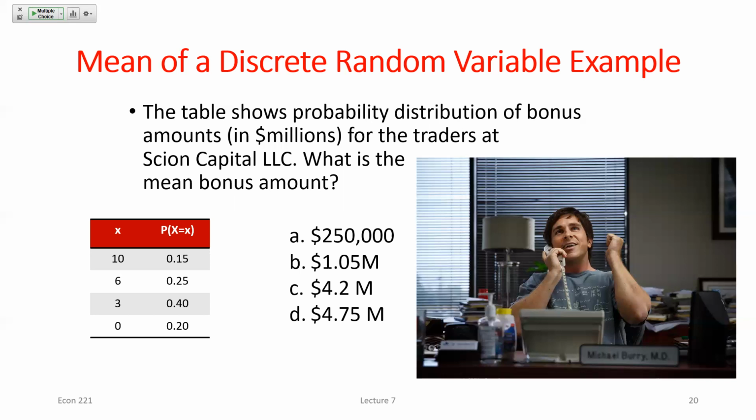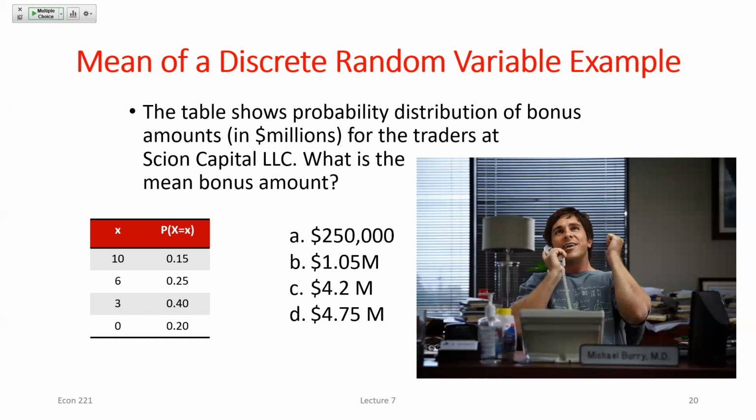From there, it's just, okay, I'm going to take each X value, multiply it by the probability it occurs, and then add them all up, right? We said it's the same as a weighted mean, we just don't have a denominator anymore. So I'll go through each X value, multiply it by the probability it occurs, write that number down, right? 6 times 0.25 is also 1.5. 3 times 0.4, I think this is the 1.2. Then 0 times 0.2 is 0. Add these up.